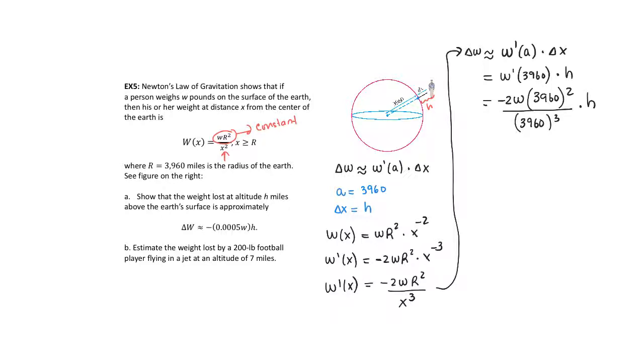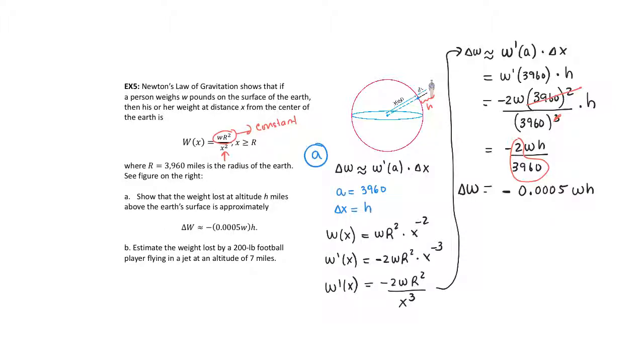And if I now simplify, this factor here will simplify with this exponent, so that's going to go to 1. And then everything will be re-expressed as negative 2wh divided by 3960. And whenever you divide out the numerical coefficients, that's how you're going to get negative 0.0005 w times h. And that becomes the change in weight loss. All right, all this was part A.